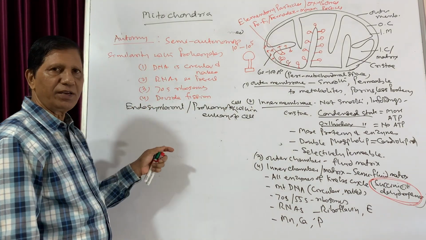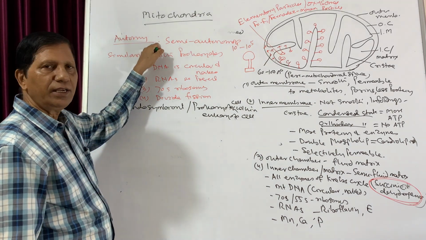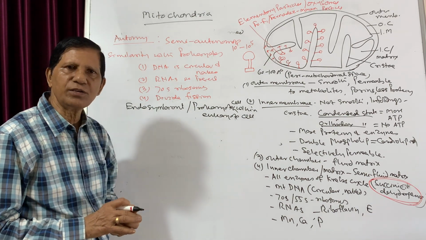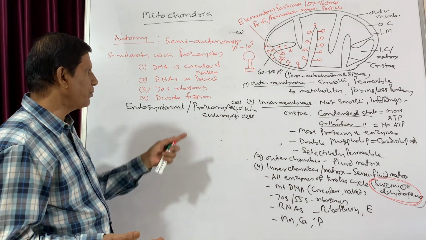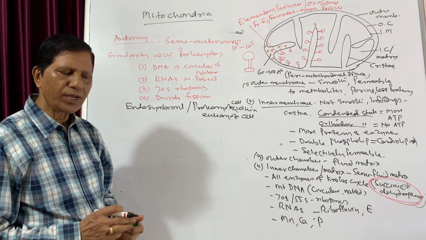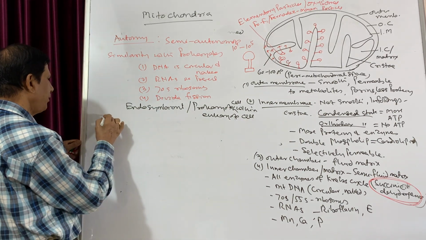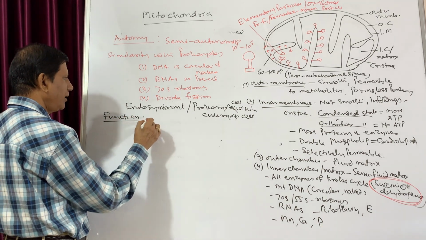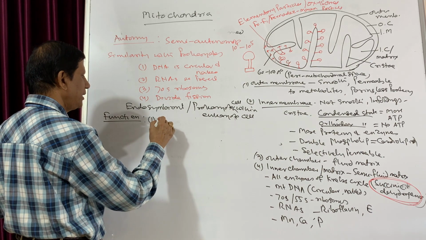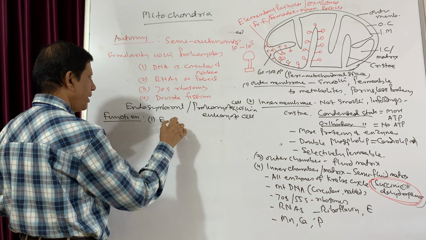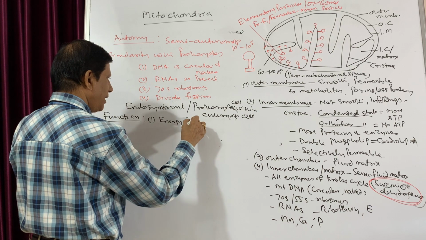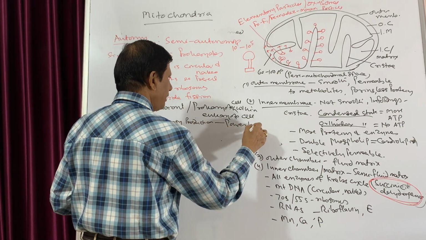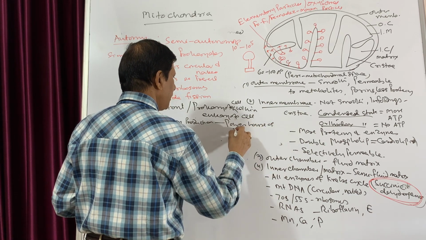So these two things are very important. What is the autonomy? It is semi-autonomous, and it has some similarity with the prokaryotes. That is why it is known as the endosymbiotic theory, or a prokaryotic cell within a eukaryotic cell. Then we will discuss the different types of functions. And the most important function is energy production. That is why the mitochondria is known as the powerhouse of the cell.